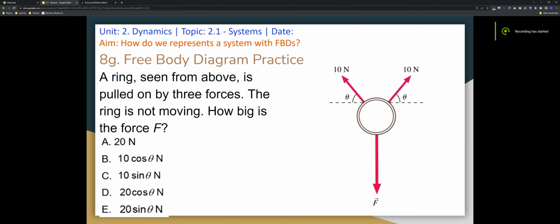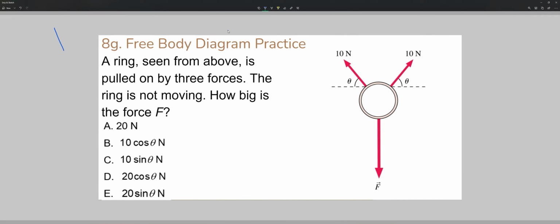All right, so this is 8G. A ring seen from above is pulled on by 3 forces, and the ring is not moving. So we can say that my net force in the y direction is 0. And how big is this force F? We first need to figure out all my forces in the y direction. What are my forces in the y direction here?